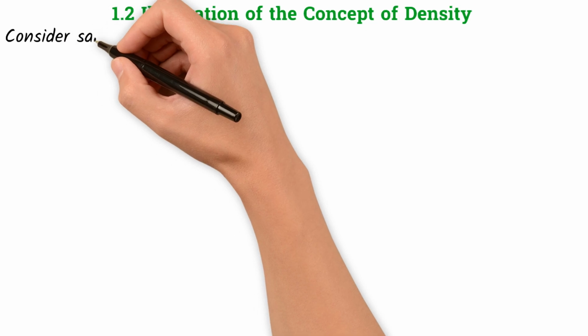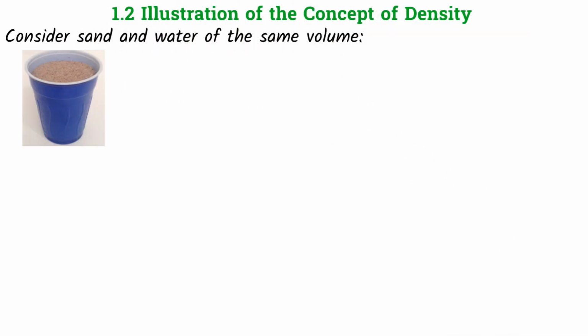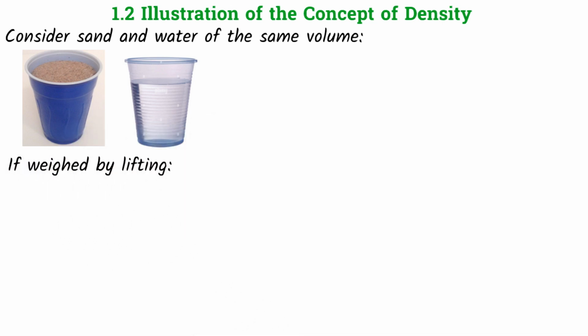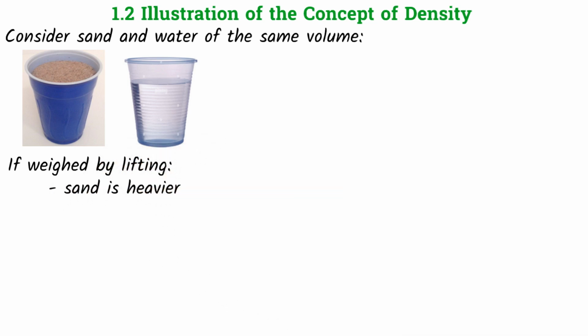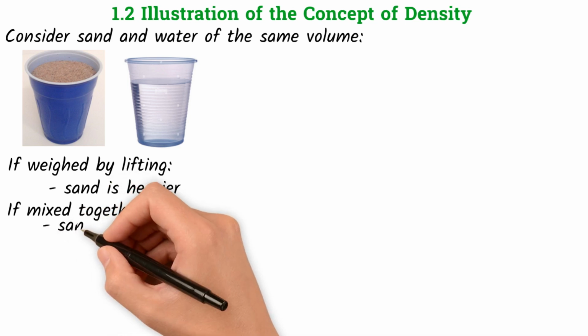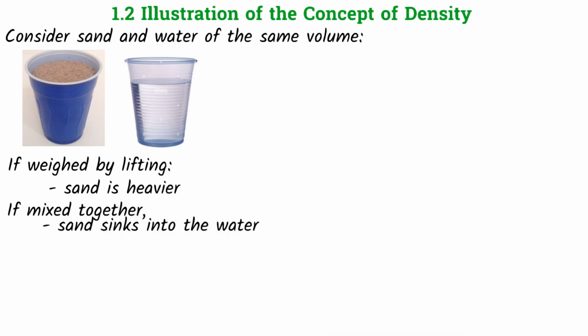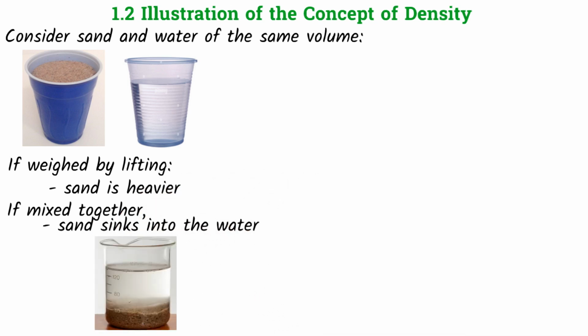Illustration of the concept of density. Let us consider two common substances, sand and water, in two separate plastic cups occupying the same volume. If you weigh each of them just by lifting with the hand, you will observe that the cup of sand is heavier than that of water. If you mix the sand and the water together in a single container, you will observe that the sand will sink into the water. This further confirms that the sand is heavier than water.